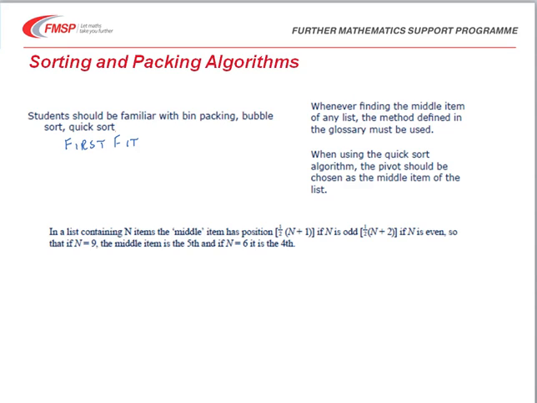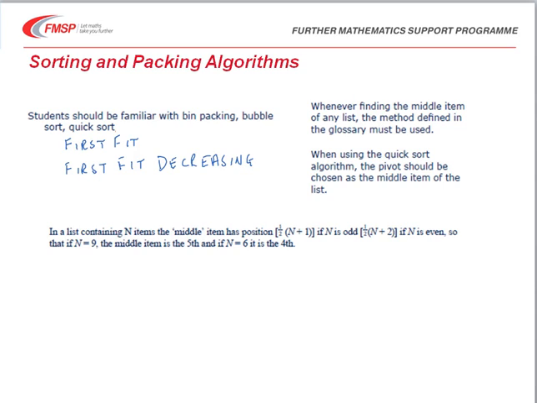Better than that usually is first fit decreasing, where the items are first of all sorted into a descending order and then taken in that order. So what we're doing here is fitting the largest items into the bins first of all.